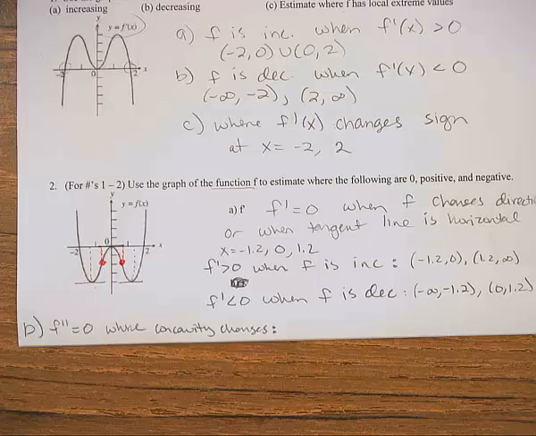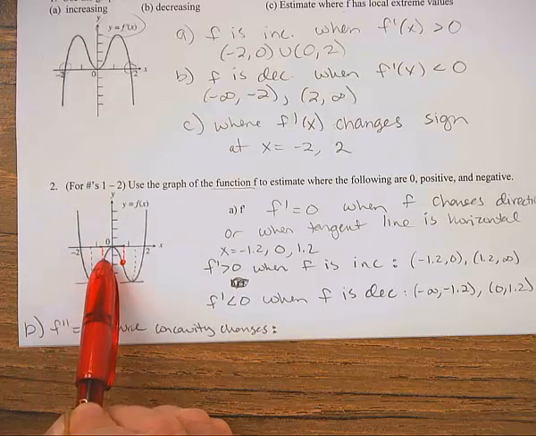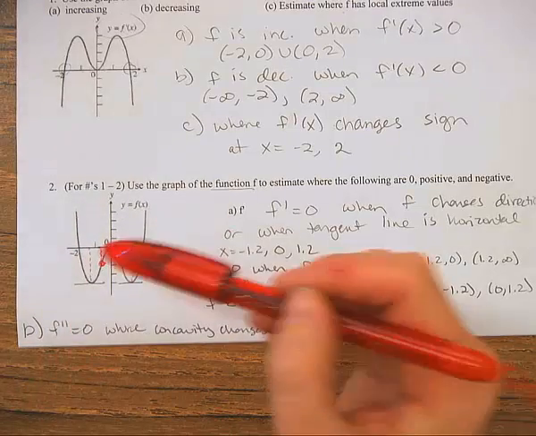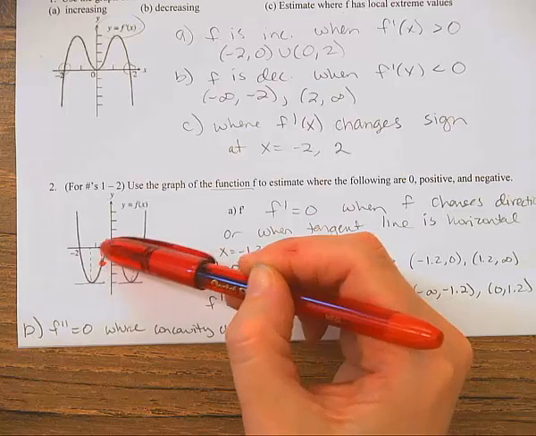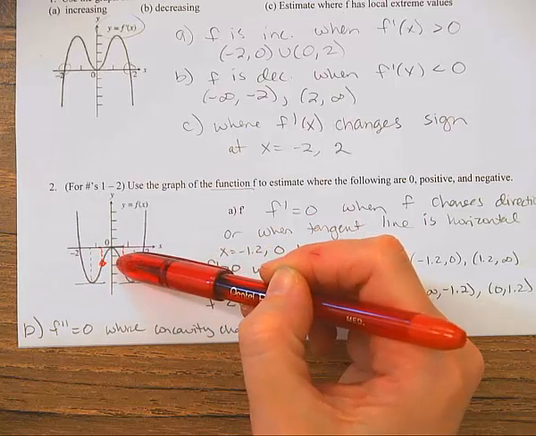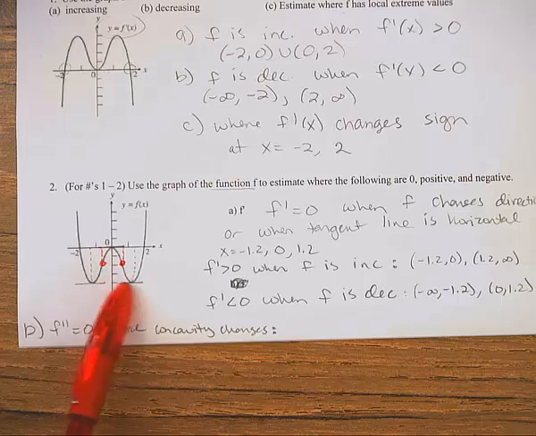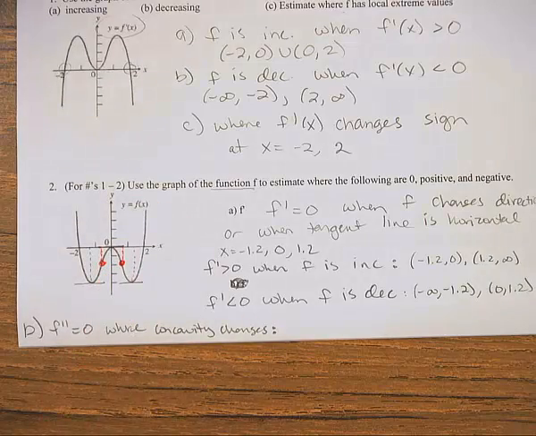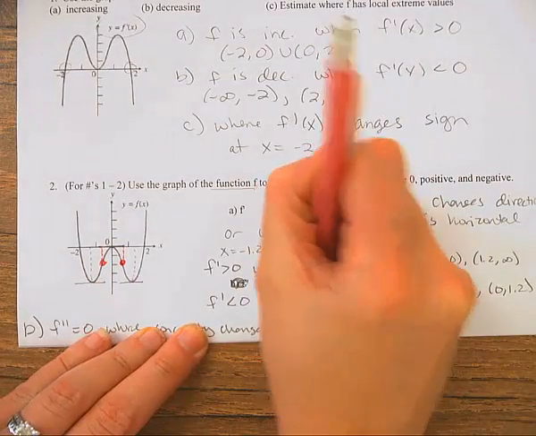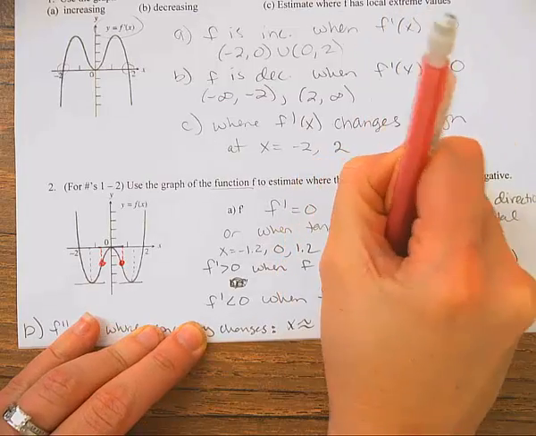So that looks like it's right about negative 0.5 and positive 0.5 is roughly when it changes concavity. So it was concave up till right about there. And then it changed to be concave down, opening down, till right about there. And then it changed to being concave up. So those two places are at approximately negative 0.5 and positive 0.5.